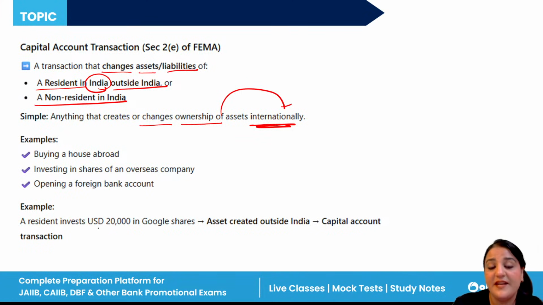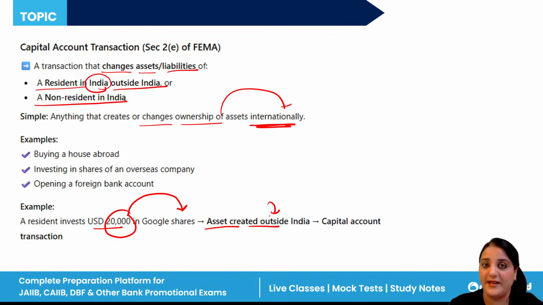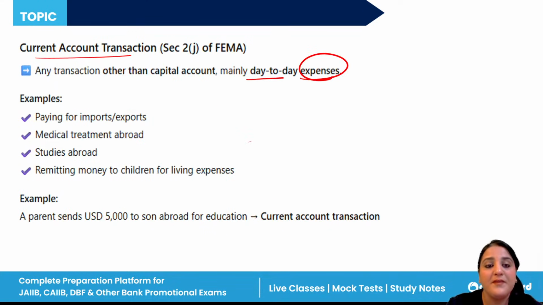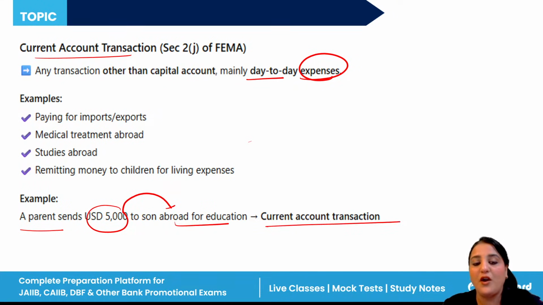When a resident invests US$20,000 in Google shares, that means they are creating an asset outside India. So that is an example of a capital account transaction, right? Then if a parent sends $5,000 to a son abroad for education, that is called a current account transaction. I hope that this is clear.